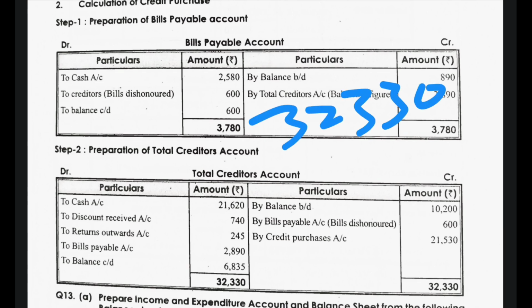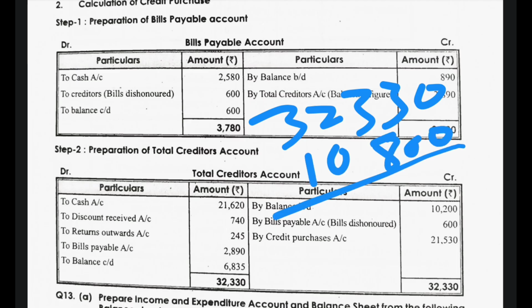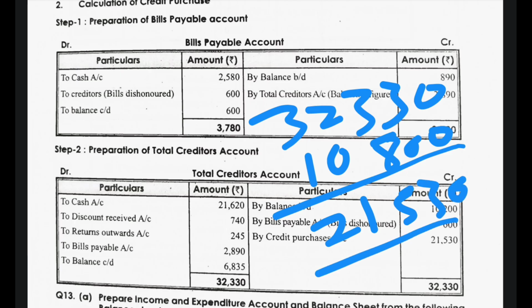32,330 we are getting. From there minus this 10,800, 10,800 we have to minus, so we are getting credit purchase 21,530. It's clear, no?